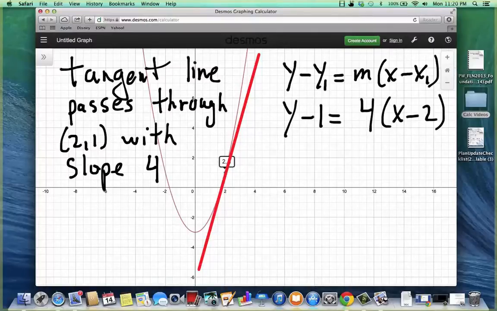If we solve for y and write this in slope-intercept form, it would equal y equals 4x. 4 times negative 2 is negative 8. When I add 1, I would get negative 7.